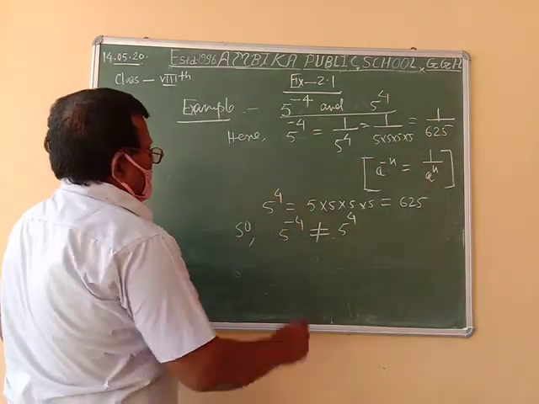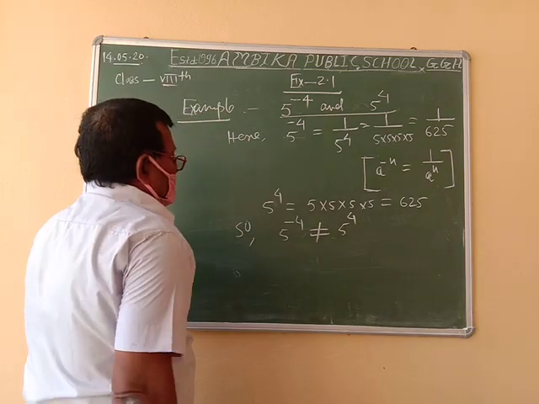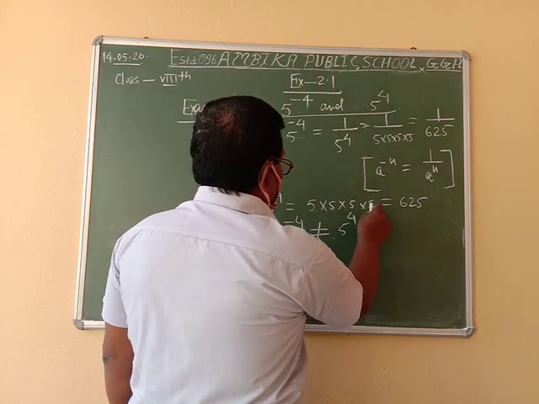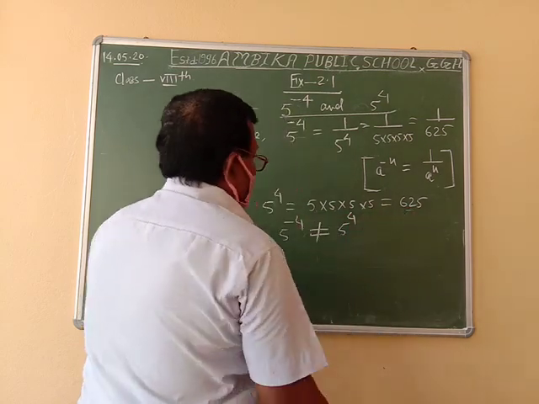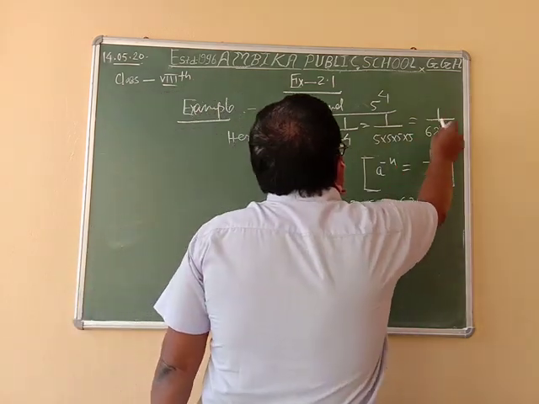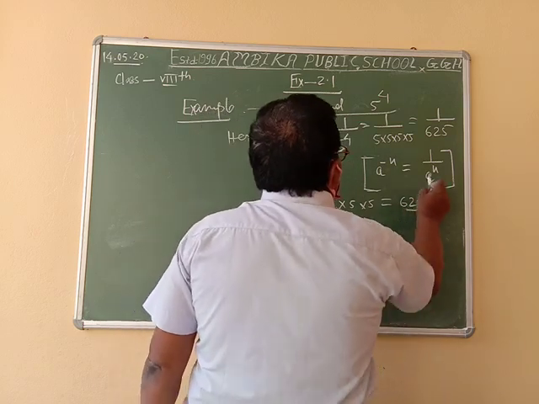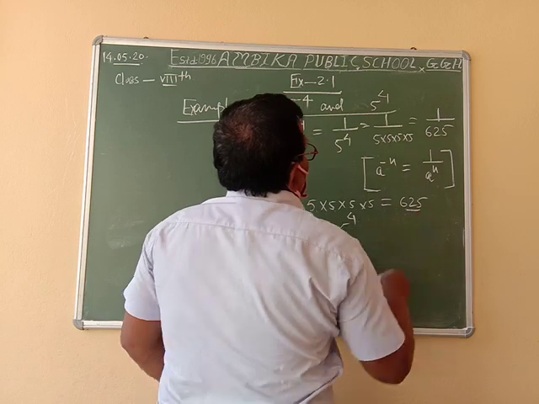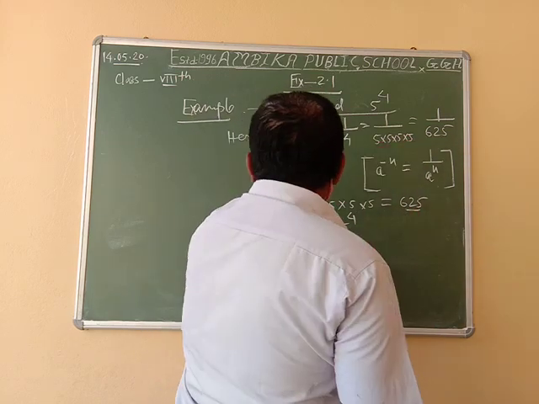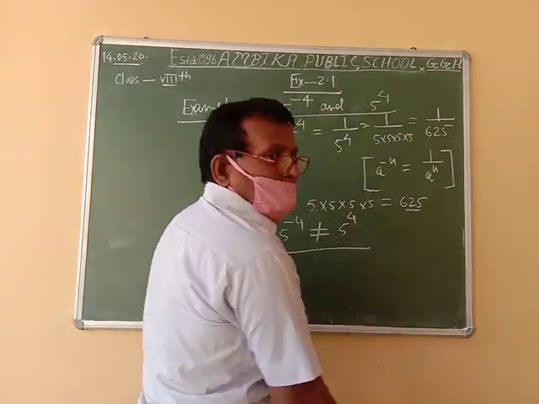And 5 to the power 4, here the exponent is positive, so 5 to the power 4 is equal to 5 into 5 into 5 into 5, which is 625. We see that 1 by 625 and 625, the first number is less than the second number. So 5 to the power minus 4 is not equal to 5 to the power 4.